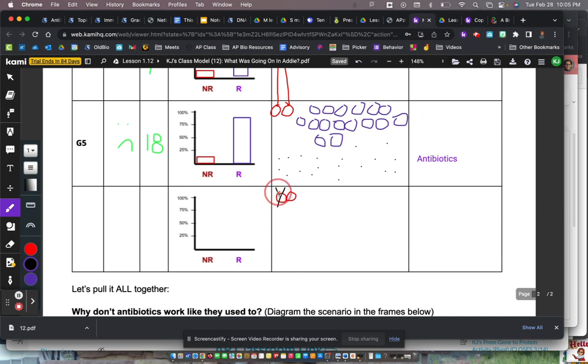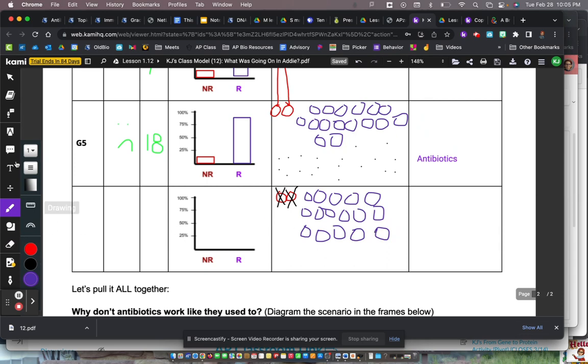There are no longer any not resistant bacteria. The only bacteria that are surviving are these 16 purple bacteria, and they're all resistant. 3, 4, 5. I wish I could draw faster than this. 6, 7, 8, 9, 10, 11, 12, 13, 14, 15 and 16. So 16 resistant bacteria.